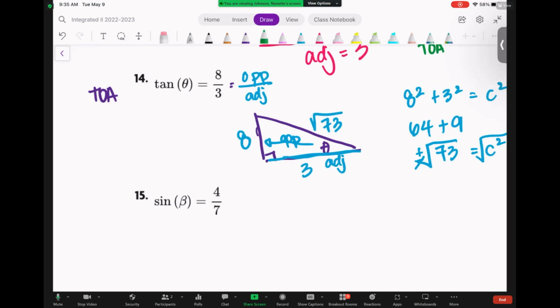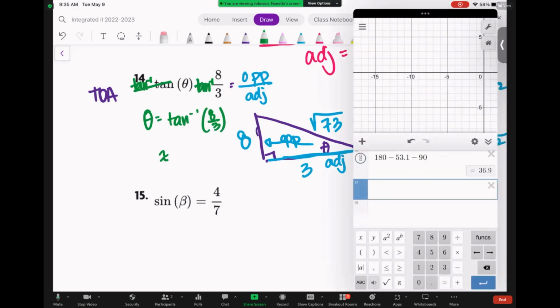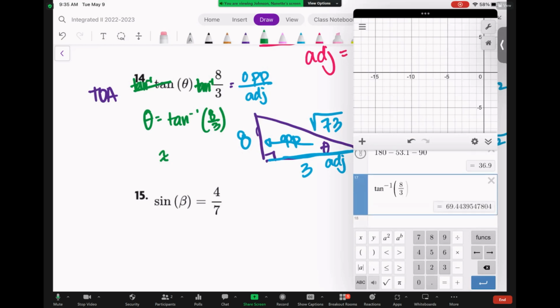And so how do you undo tangent? And you go, oh, well, you just tan inverse both sides, Miss Johnson. Exactly. So then these two undo each other, and I'm left with theta equals tan inverse of 8/3. Okay, and that is going to go on my calculator, and I go tan inverse of 8/3, and I got 69.4 degrees.